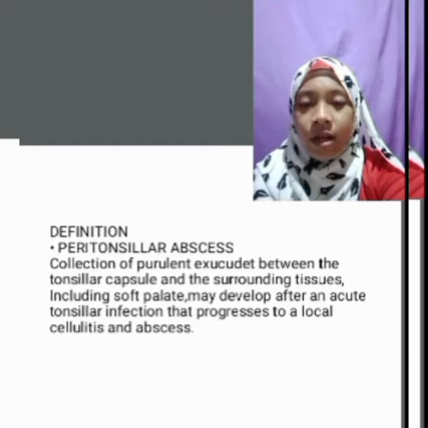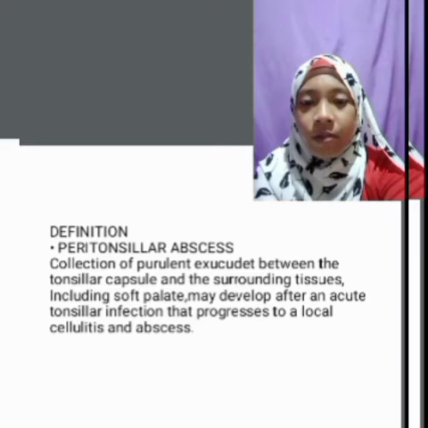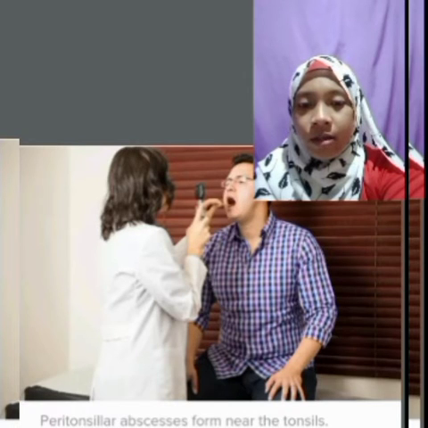Definition: peritonsillar abscess is a collection of purulent exudate between the tonsillar capsule and the surrounding tissue, including the soft palate, that may develop after an acute tonsillar infection that progressed to a local cellulitis abscess. Peritonsillar abscess forms near the tonsil.